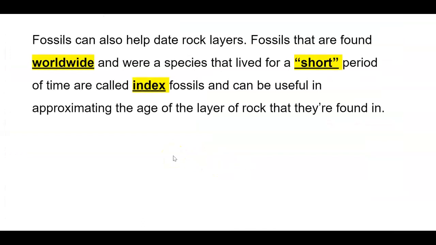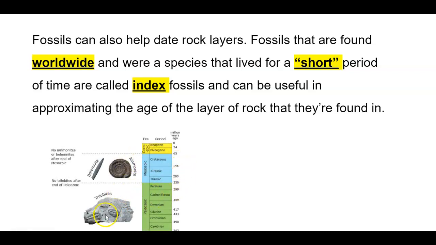Fossils can also help date rock layers. Fossils that are found worldwide and were species that lived for a short period of time are called index fossils and can be useful in approximating the age of the layer of rock that they're found in. So for instance, these funny looking little trilobites, they're found in this range of time. Then they went extinct. So if I find a trilobite somewhere, I can know that it existed in this time frame. If I find an ammonite or belemnite, I know something about the age of those other fossils.